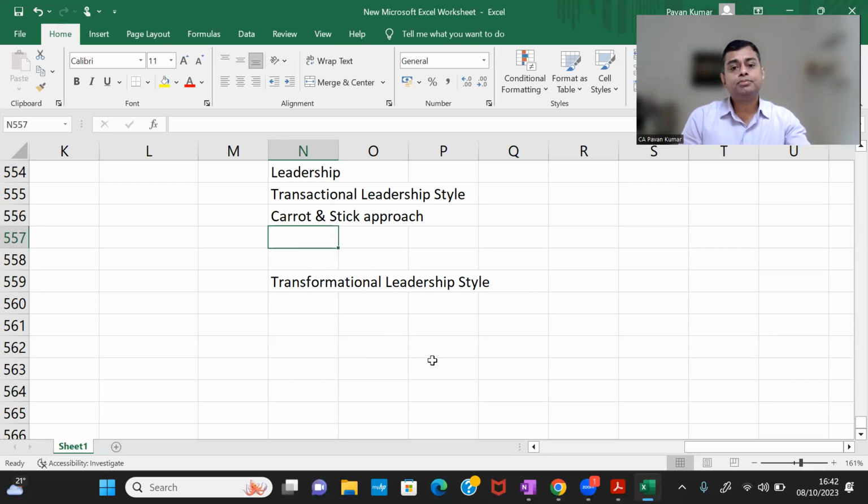What is the carrot and stick approach? Simple. You are training an animal. That could be a rabbit, a lion, a hippopotamus. In a circus, you see big animals, a big elephant, a very strong lion, tiger, hippopotamus, horse. These animals literally listen to whatever the master says.